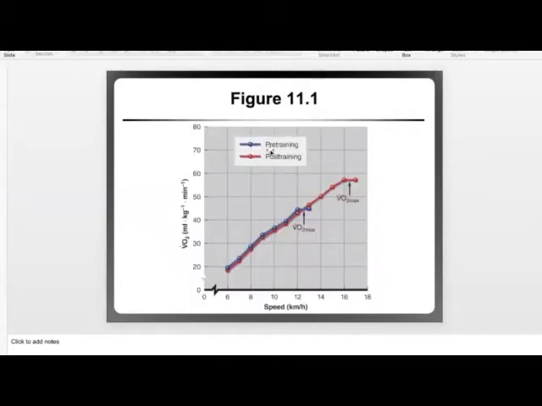So with training, you can see pre-training is in blue, and you can see post-training is in red. And you can see that the overall value of VO2 max for those individuals who've trained goes much higher. So typical values of VO2 max for an untrained individual will be about 45 on average, 45 milliliters per kilogram per minute. So that's milliliters of oxygen per kilogram per minute.